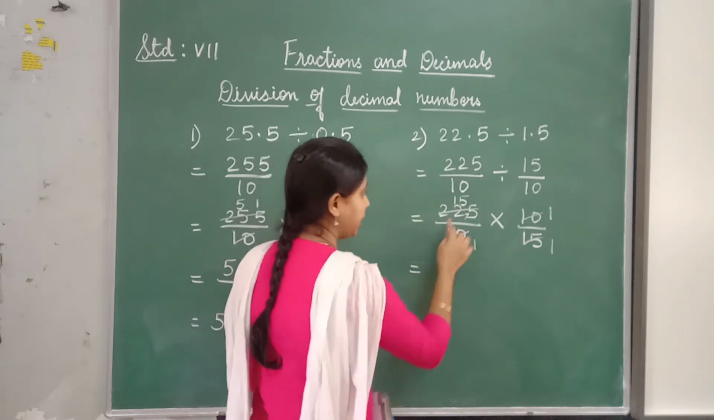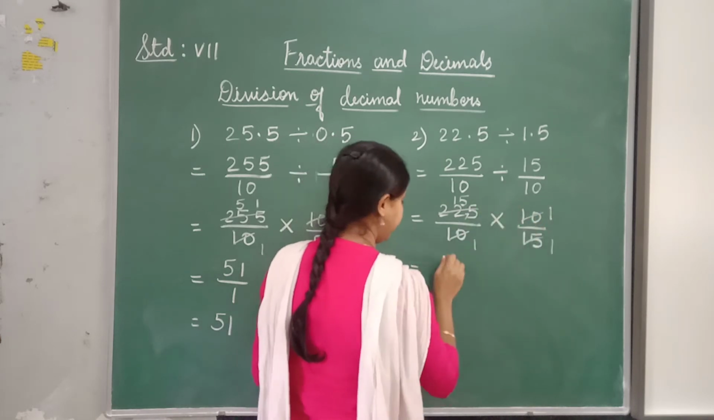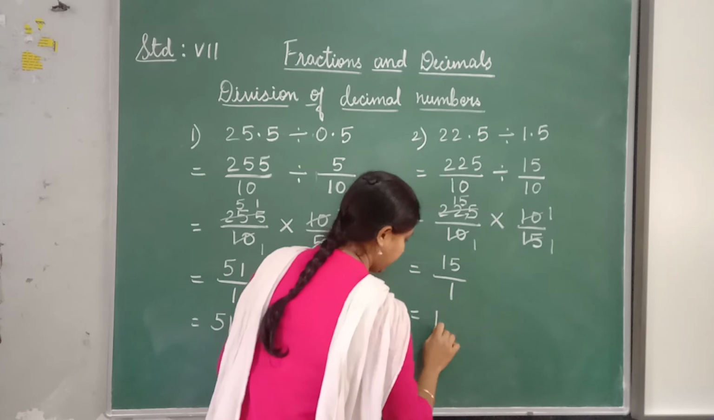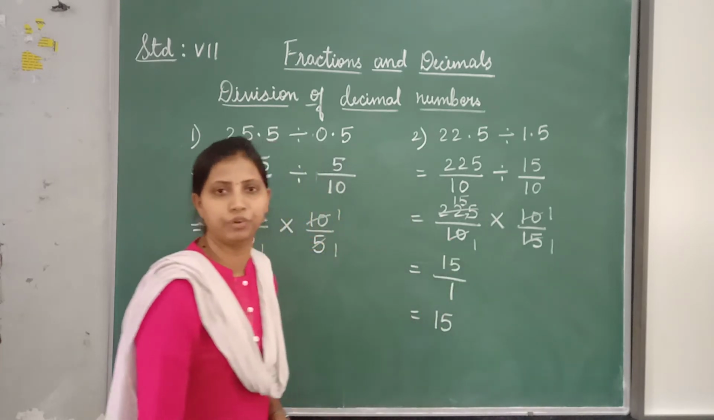Okay, so now multiply the numerator to numerator. 15 into 1 is 15. 1 into 1 is 1. So 15 upon 1 is nothing but 15.